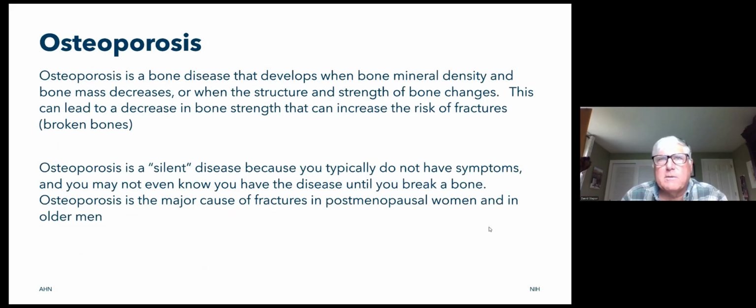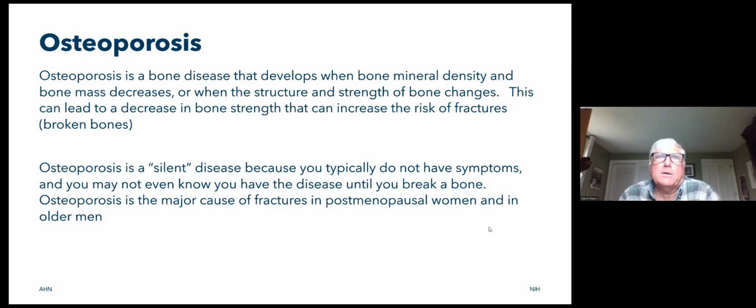Number one is people get osteoporosis and osteoarthritis confused all the time. Osteoarthritis is a condition of bones and joints that produces wear and tear, typically associated with deformity, pain, and limited mobility. Osteoporosis is a bone disease that develops when bone mineral density and bone mass decrease, or when the structure and strength of bone change. And this can lead to decreased bone strength, which ultimately can result in fractures or broken bones.